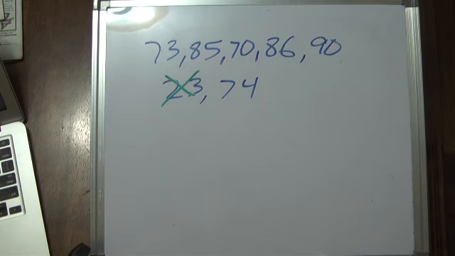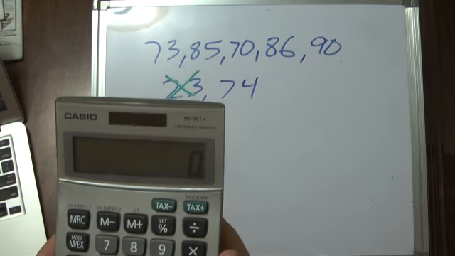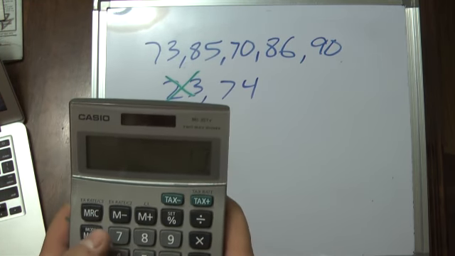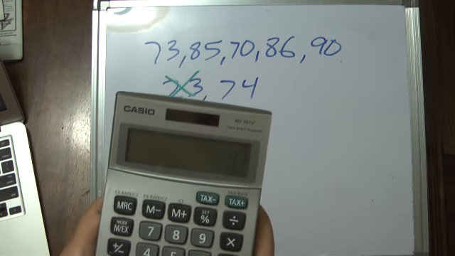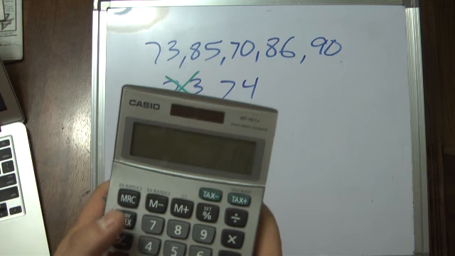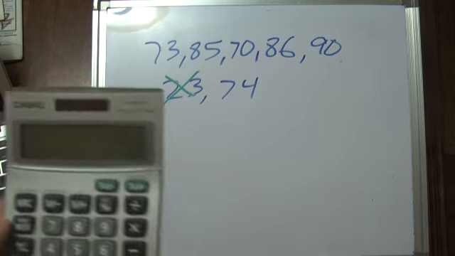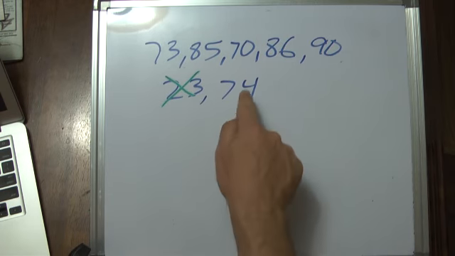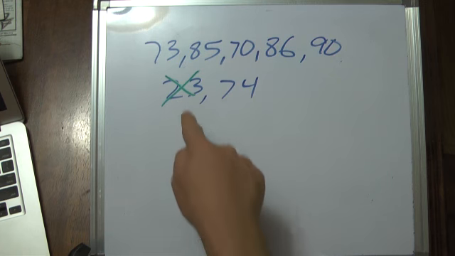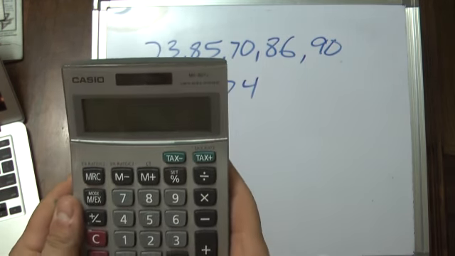So now we compute the mean without that number. You add up the numbers that you have left over. Just do this on the calculator. The numbers I have left over are 73 plus 85 plus 70 plus 86 plus 90 plus 74, which gives you a total of 478. Then we divide by only 1, 2, 3, 4, 5, 6. We don't divide by 7 because the 23 got tossed out. So we're only dividing by 6.